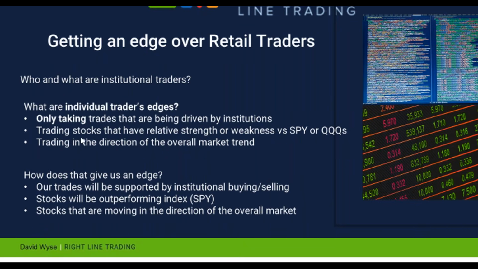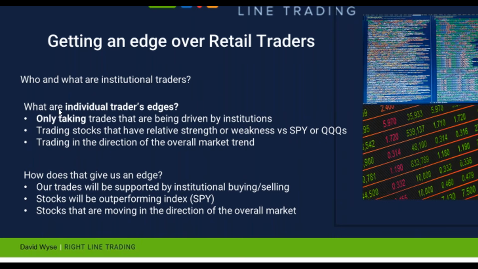It's very important. Trade stocks that have relative strength or relative weakness versus the SPYs or the Qs. This is not so important when we're trading the indexes. We're just going to trade the indexes against each other, which index is the strongest, which is the weakest. But when you're trading stocks, if you have 2 or 3 good stocks, you want to take the one that's got the best relative strength for long, best relative weakness for shorts. And you want to trade in the direction of the overall market trend.